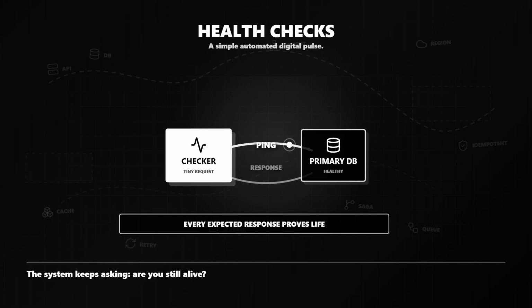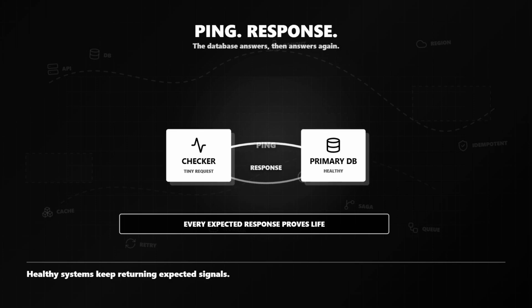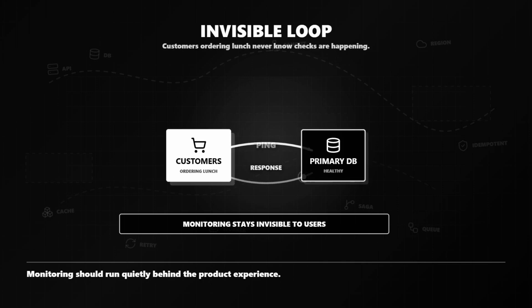Think of a health check as a simple, automated digital pulse. The system is continuously asking, hey, are you still alive? Every few seconds, FoodDash sends this tiny request in the background directly to the primary database. The database responds, confirming it's healthy. A few seconds later, another check, still healthy. Then another, still good. These tiny requests run on a constant loop, and honestly, the people ordering their lunch never even know they're happening. Now, let's break something and watch what happens.